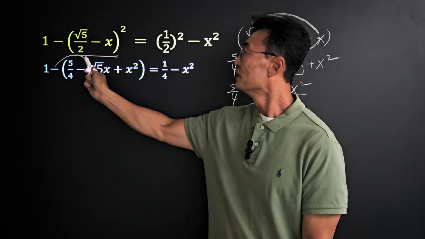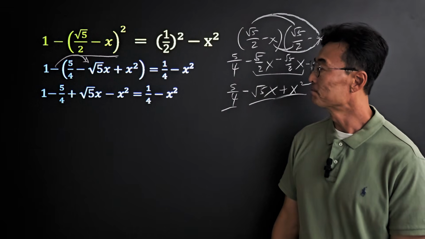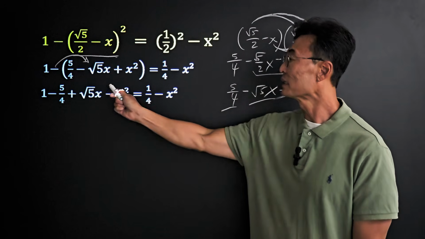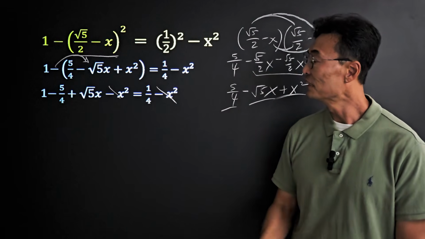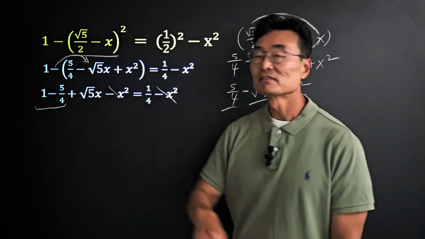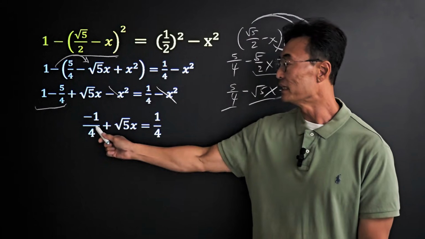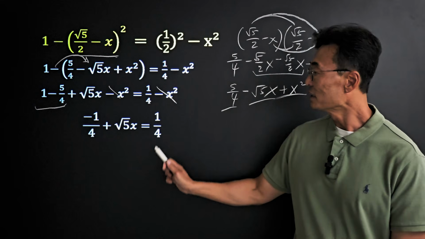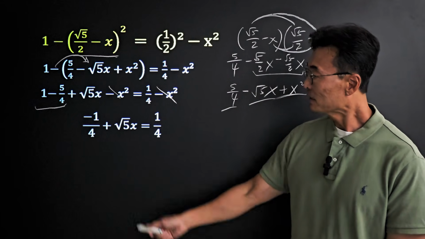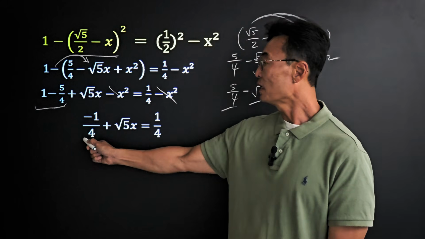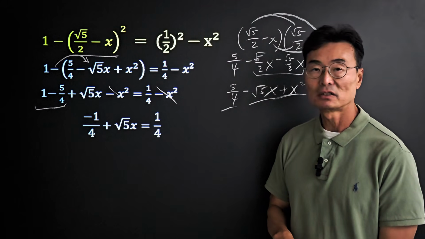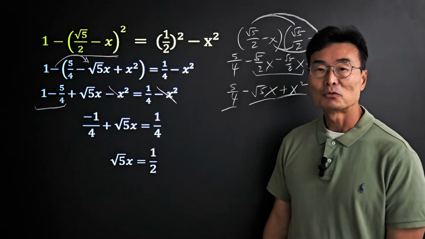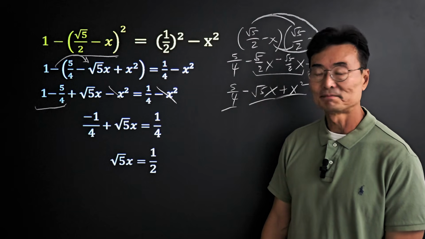Next, take that negative and distribute it into the parentheses. Notice that we have negative x squared on the left and negative x squared on the right, so we can cancel these two off. Then 1 minus 5/4 is negative 1/4, and then we have the rest, plus √5x equals 1/4 on the right. Then we add 1/4 on the right and 1/4 on the left, where we end up with √5x equals 1/2.